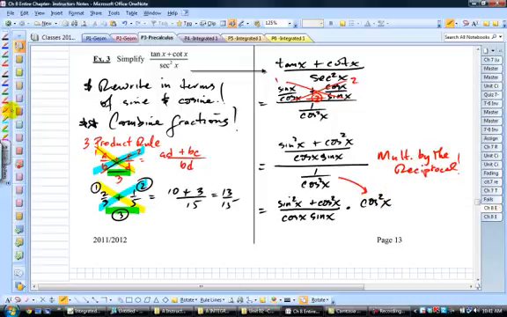Now, this is something special right here. Turn to the person next to you and say, hey, who am I? What is sine squared x plus cosine squared x? Tell the person next to you what that is. Okay, you should have said 1. So that right there is nothing more than 1. So I get 1 divided by something.